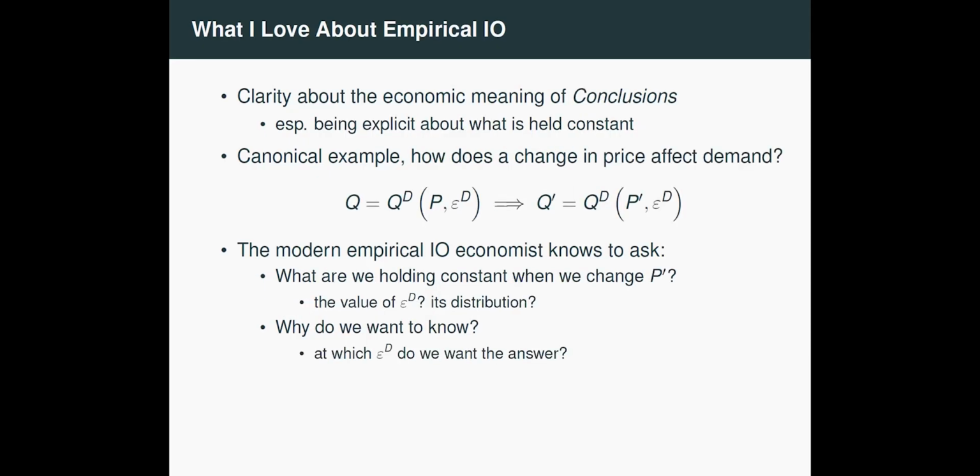Another thing I love about empirical I/O is its emphasis on clarity about the meaning of its conclusions. So in particular, when we think about things like counterfactuals, it's extremely important, and this again came up in many conversations today, to be explicit not only about what we're changing, but also about what we're trying to hold constant. So if we ask a question like how would a different price change the quantity demanded, or maybe more complex questions like equilibrium questions, a modern empirical I/O economist knows to ask things like, what are we holding constant when we change price? Are we holding constant the value of the unobservable epsilon? Are we holding constant its distribution? Are we holding constant just some features of the distribution?